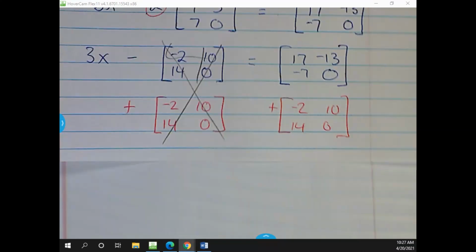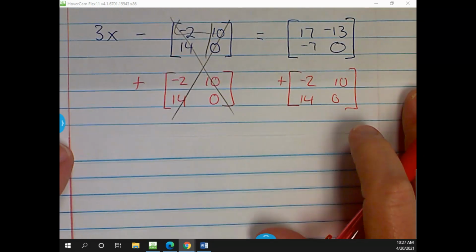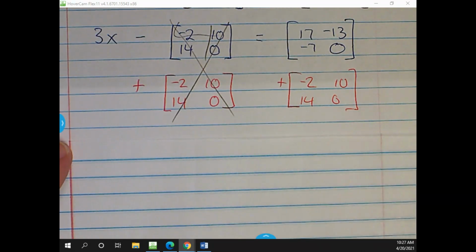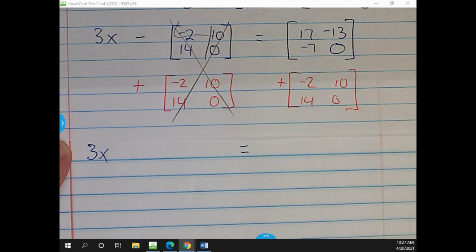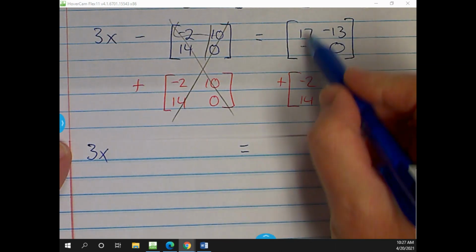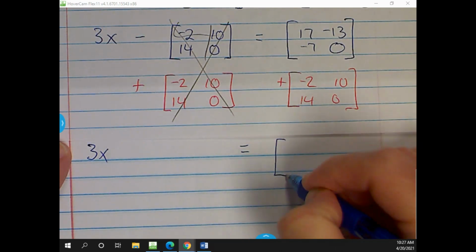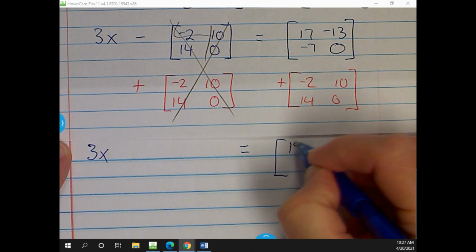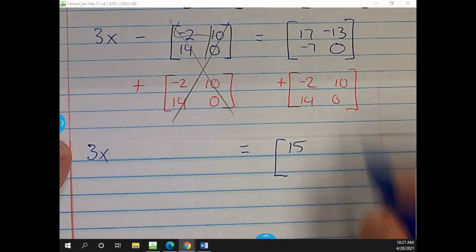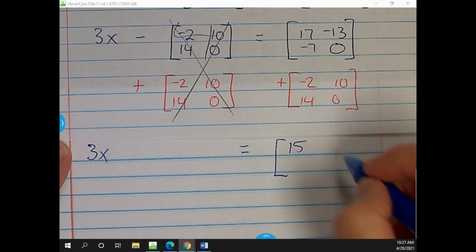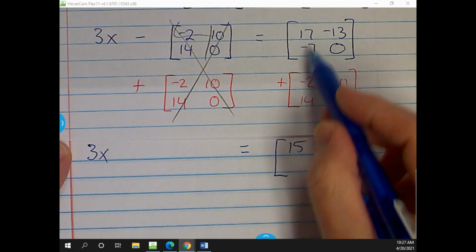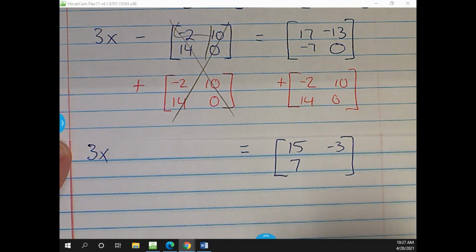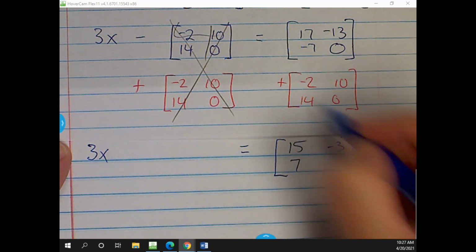All right, let me pull this down. That'll leave the 3x over on the left-hand side. And on the right-hand side, you're just going to add it together. So it's 17 plus negative 2, which is really 17 minus 2, which would be 15. Negative 13 plus 10 would be negative 3. Negative 7 plus 14 would be 7. And then 0 plus 0 would be 0.